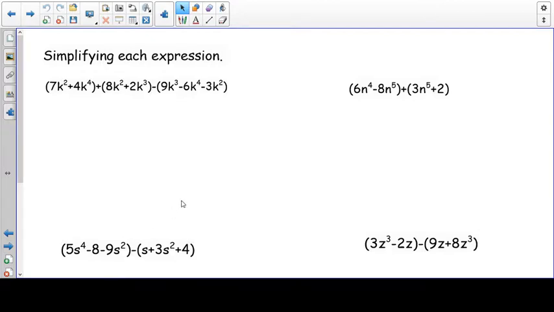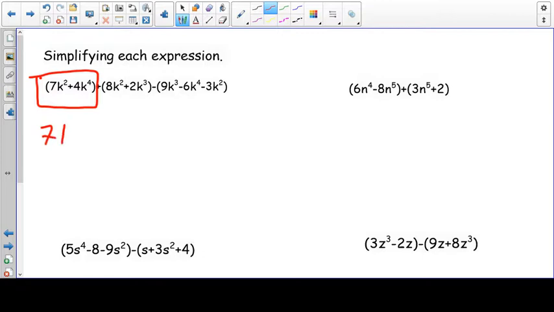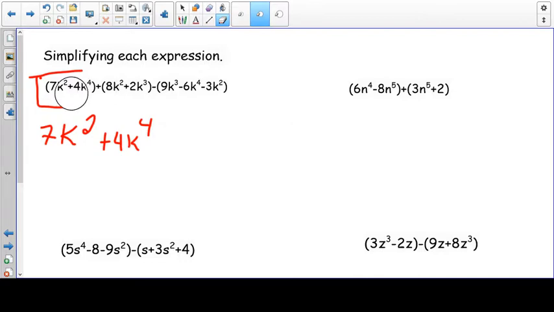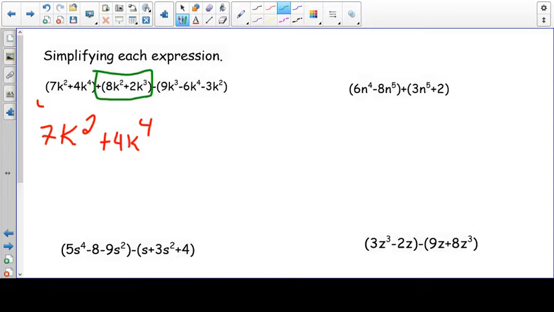All right, we're going to add and subtract these sets of polynomials. So when I take a look at that first group, I ask myself, is anything going on directly to this set of 2 terms first? No? Okay, so then I just have 7k squared plus 4k to the fourth. Then I'm going to look at these next 2. I have 8k squared plus 2k cubed.